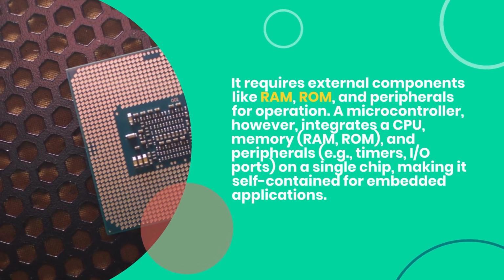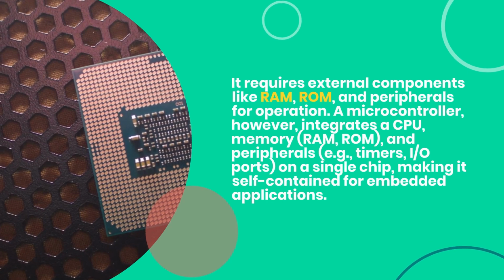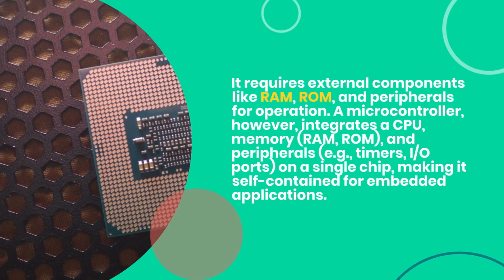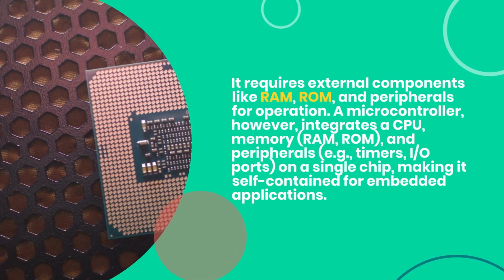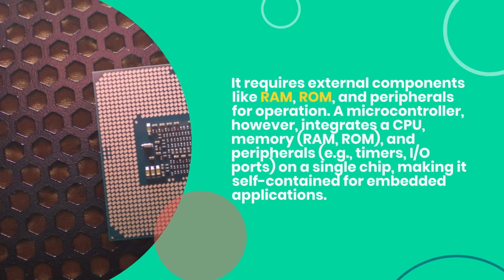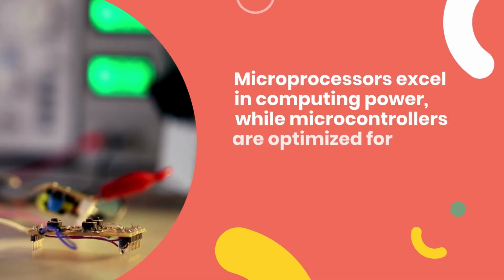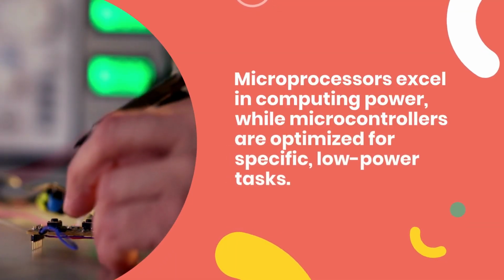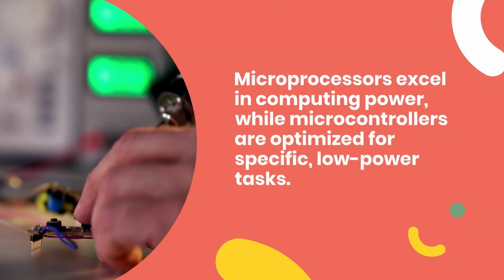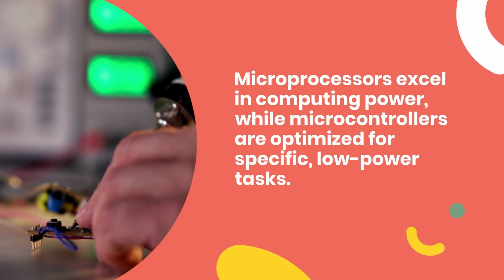A microcontroller, however, integrates a CPU, memory, RAM, ROM, and peripherals, e.g. timers, I/O ports, on a single chip, making it self-contained for embedded applications. Microprocessors excel in computing power, while microcontrollers are optimized for specific low-power tasks.